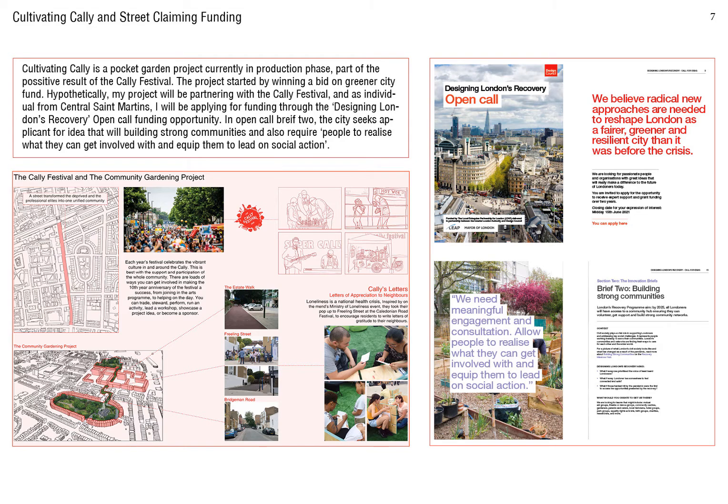It's a project that really brings people together, and one of the end products of this project is called Cultivating Cali. It's a pocket garden project currently in production phase, and the project started by winning a bid on the Greener City Fund. So hypothetically, my project will also be partnering with the Cali Festival, and as an individual from Central St. Martins, I'll be applying for funding through the Designing London's Recovery open call.